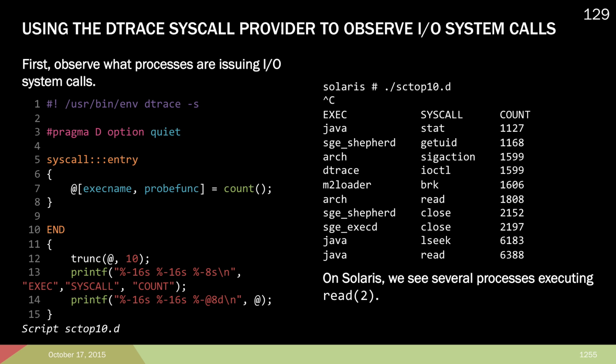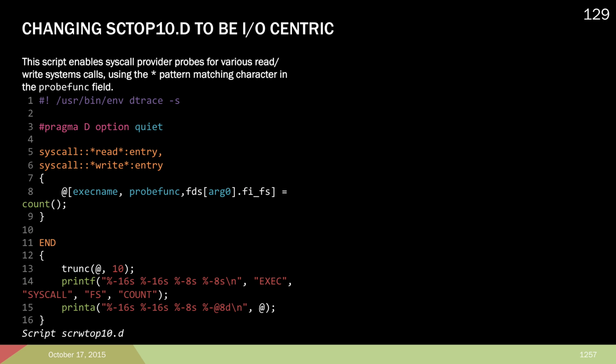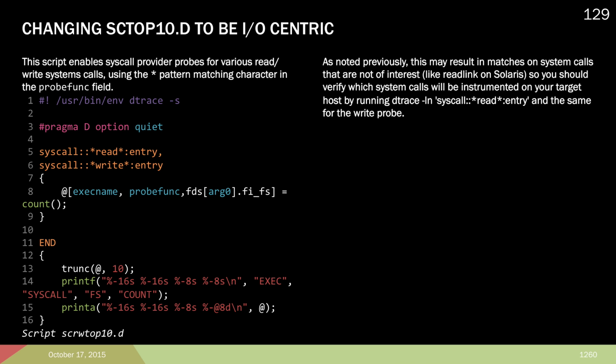On Solaris, we see several processes executing reads. This enables the syscall provider probes for various read-write system calls. Using the glob pattern matching character in the probe func field, as noted previously, this may result in matches on system calls that are not of interest, like readlink on Solaris. So you should verify which system calls will be instrumented on your target host by running dtrace -ln and then the probe, and the same for the write probe.